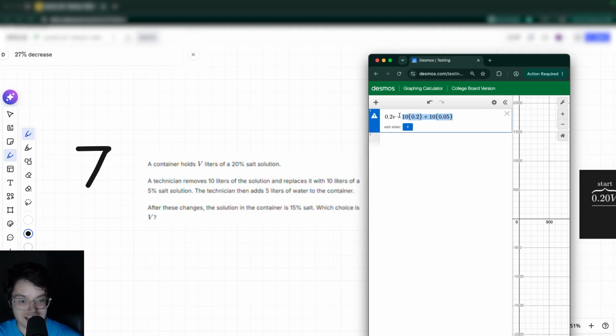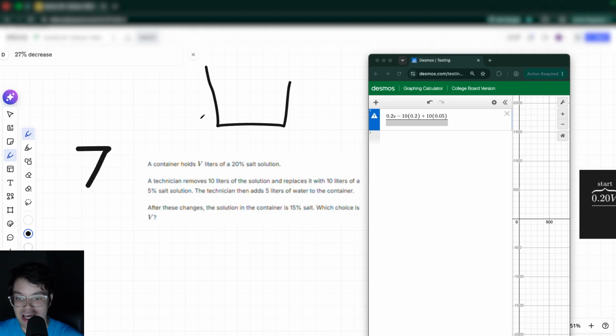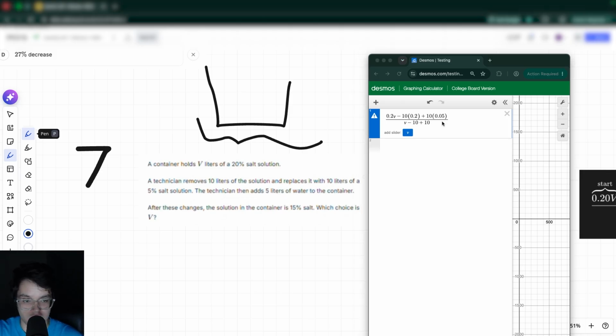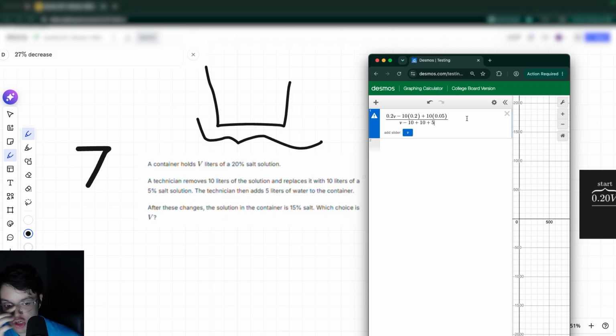So I can take all this and then I can divide it all by the total amount of things. If I'm writing that example, this would be the total amount in here, not just the salt this time. So I can say V, the original total amount, then subtracting 10, because 10 liters removed, and then adding 10 liters added, and then this is where we add the water, 5 liters of water.